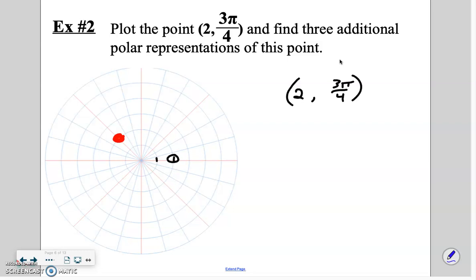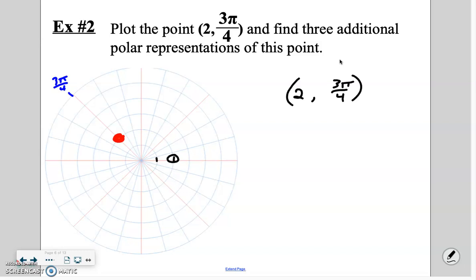Could we have done it the other way? Meaning, could I have located this guy right here, that's 3 pi over 4, and then just counted out to where r is 2, a distance of 2 from the pole to the point on that particular line? Absolutely. All right, so that's the first thing that we were supposed to do. Step 1, check, done. Now the rest of this problem, it says that we're supposed to find 3 additional polar representations of this point. Now we've done this before in the rectangular system, but not with 3 additionals. We came up with 1 additional way of doing it.